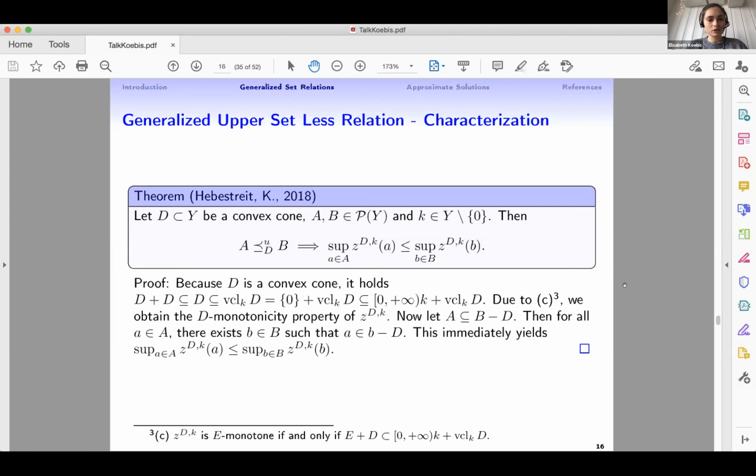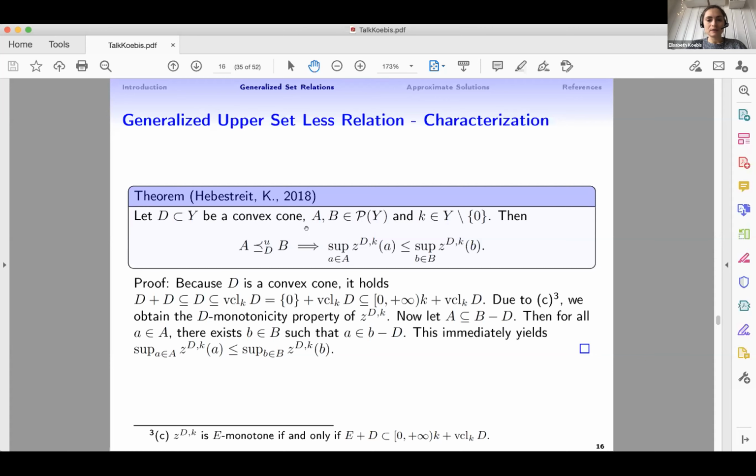The proof is very short because we've assumed that D is a convex cone. This relation here, this inclusion holds true. We know that D is always a subset of the vectorial closure of D with respect to K. Now we can say that this is equal to just a zero vector plus the vectorial closure. And then this inclusion here also holds true. And now we can use one of the properties proved by Gutierrez, which was property C. It is written again here. We need the monotonicity of Z, and this is exactly what we have proved now.